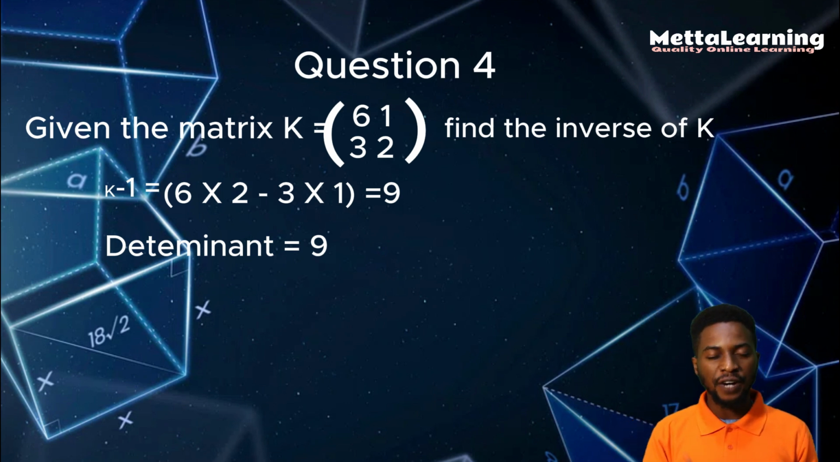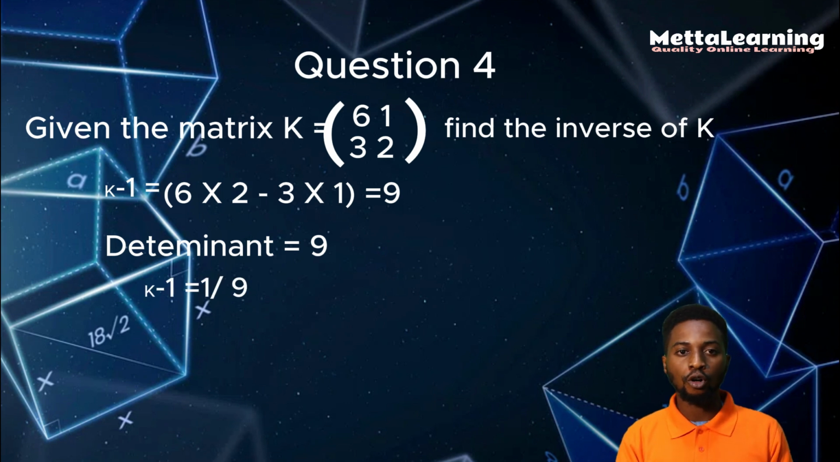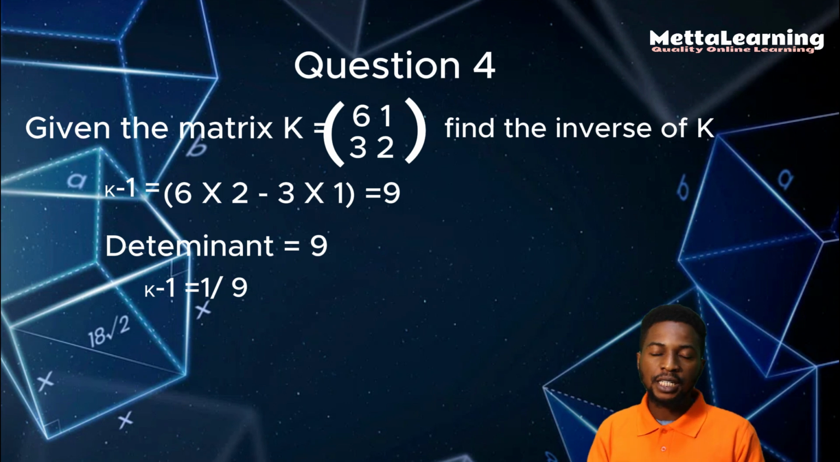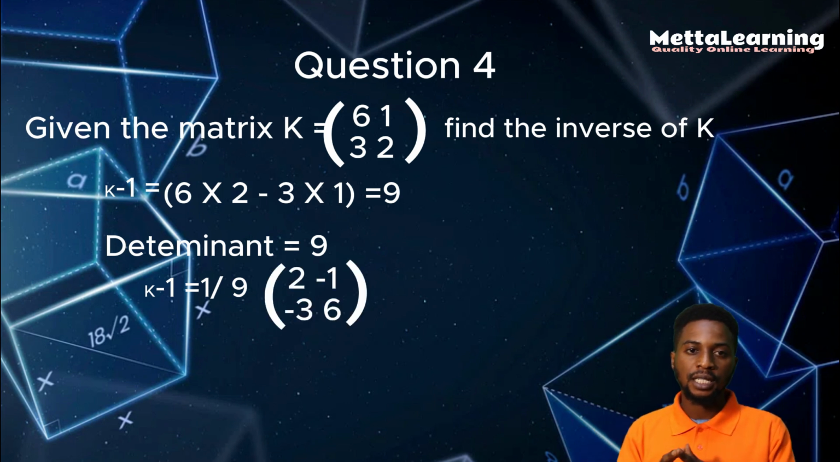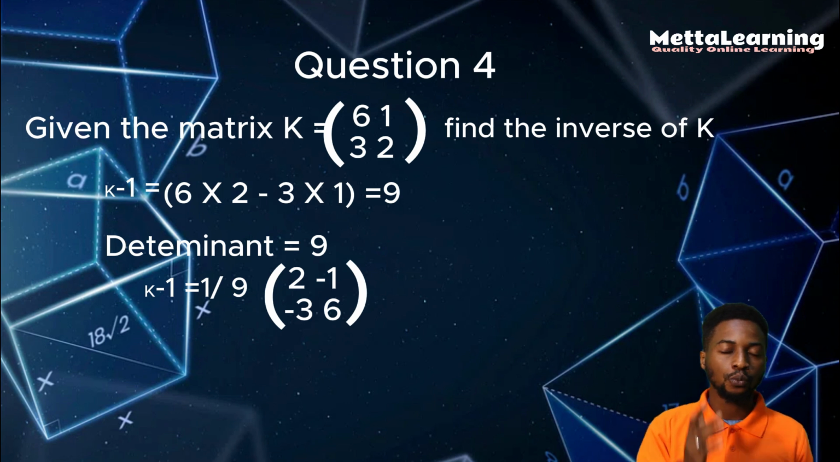So to get the inverse of K, which is K raised to the power minus 1, that will be 1 over the determinant of K, into bracket the adjoint, which is now in brackets 2, minus 3, then minus 1, then 6, close bracket. So when we put all these figures together, we have 1 over 9, because 9 is the determinant. So 1 over 9 in bracket 2, minus 3, calling my figures in rows, then minus 1, then 6, close bracket. We multiply each figure with 1 over 9.